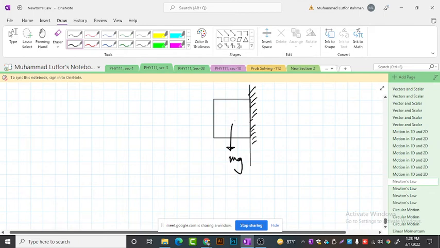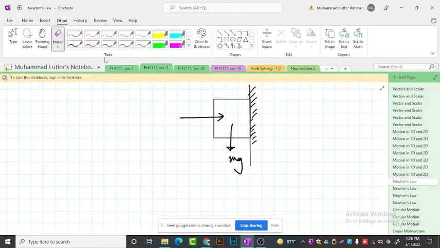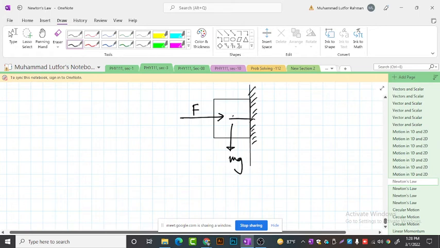So if I want to keep that block at that point, then I have to apply some force, right? I will apply some force in this direction. Say this is the applied force F, not the normal force. The normal force would be in the opposite direction, so this would be my normal force over here. Then how is this block going to be stationary in that case? There is still some force in the downward direction. Do you understand what I am saying?